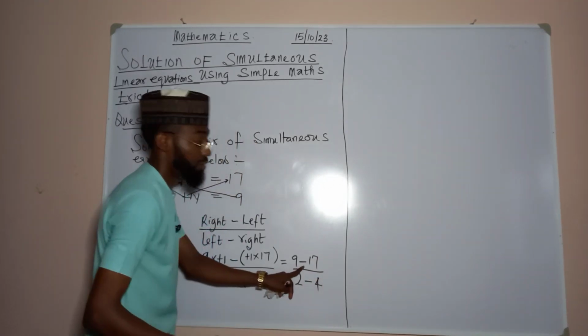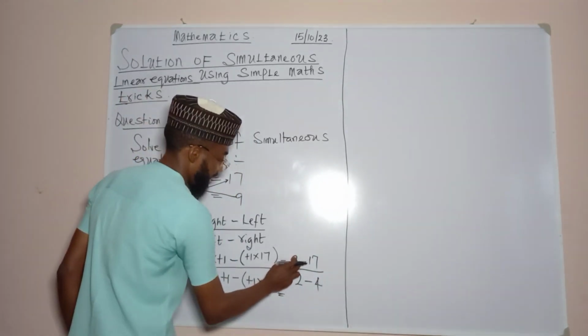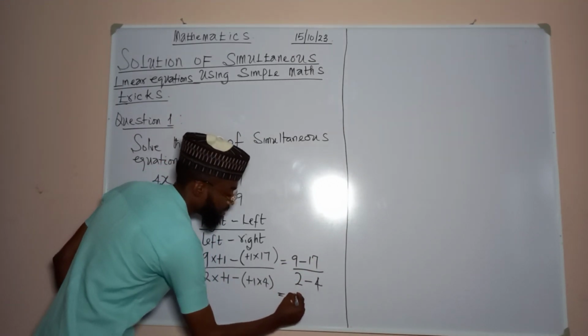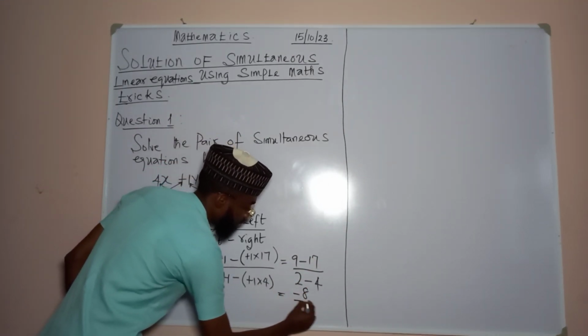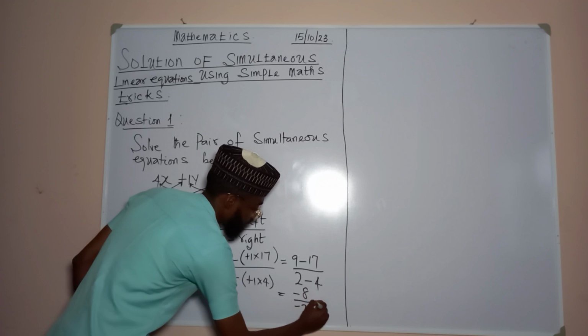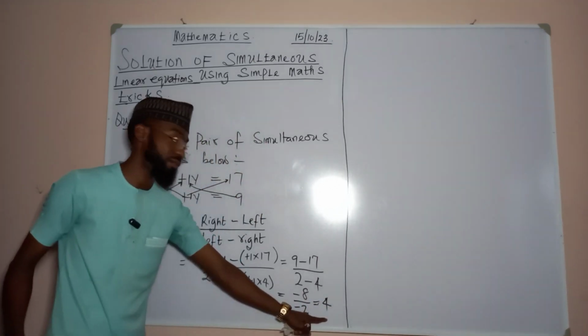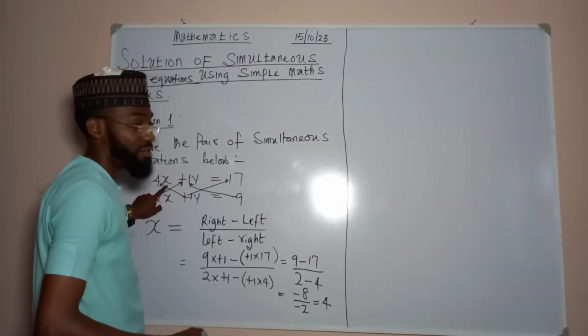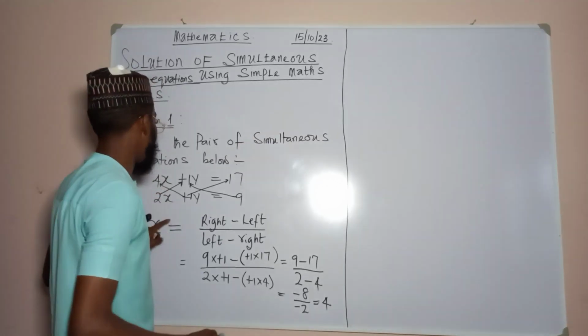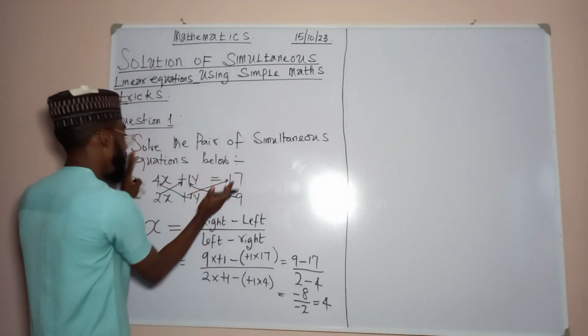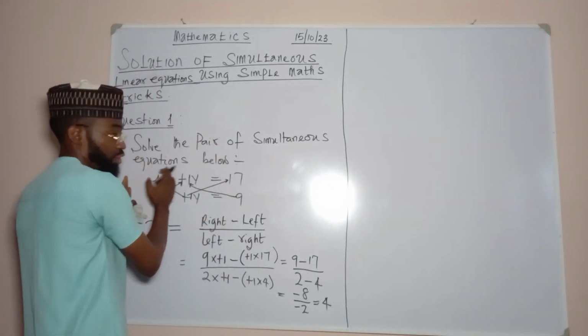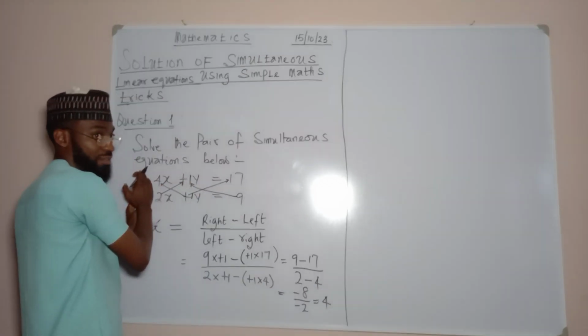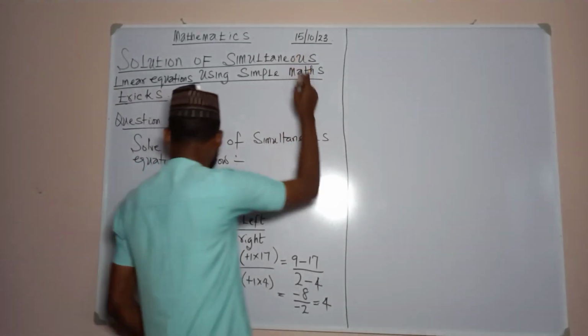If you work this out, you will see that 9 minus 17 will give you minus 8 all over minus 2. So the value of x here is 4. So we have found the first variable, which is x. Now to find y, we're going to flip their positions. y now will start first, x will come second. So let's go over to the other side.